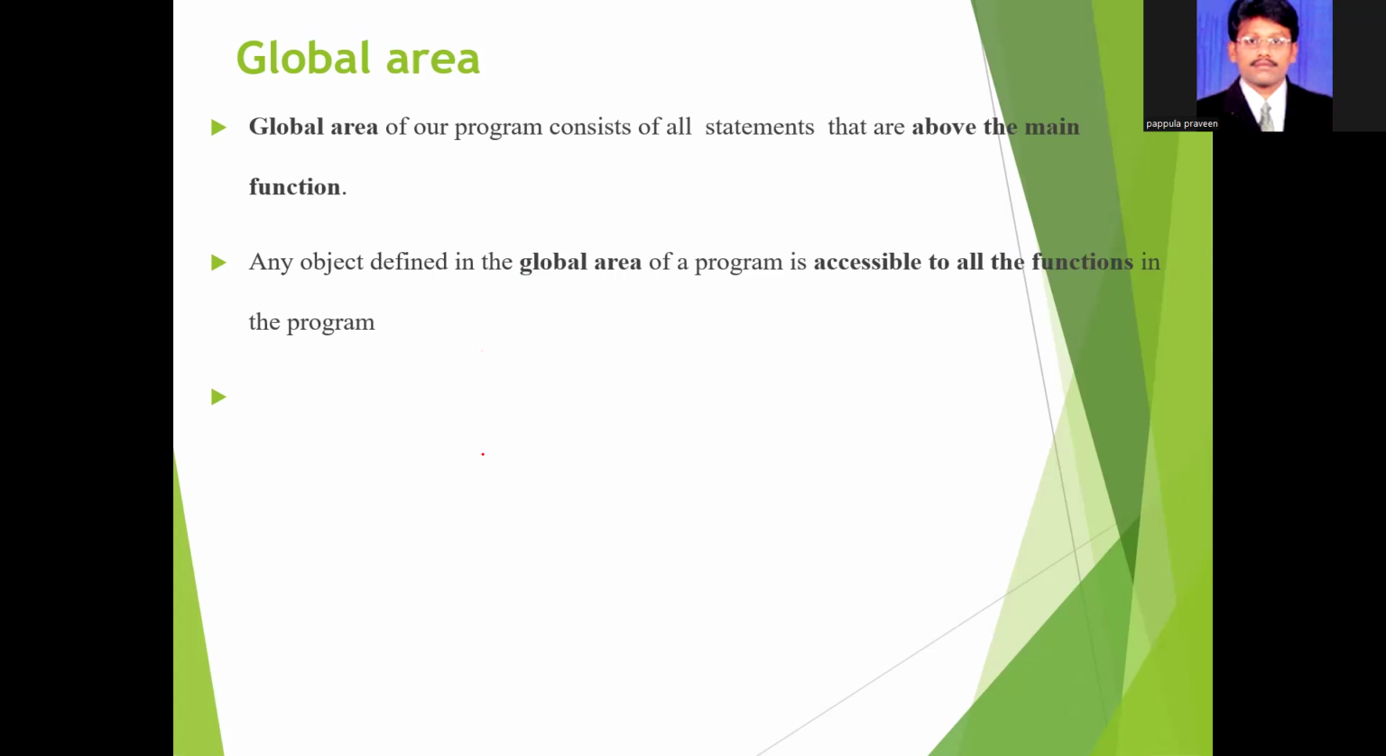That is the difference between local variable and global variable. A local variable is accepted only in the block. A global variable is accepted anywhere in the program. That is the difference, right?